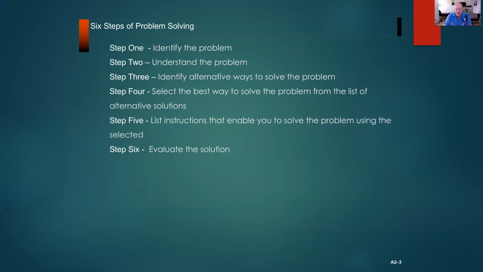Step 4, select the best way to solve the problem from the list of alternative solutions. Step 5, list instructions that enable you to solve the problem using the selected solution. Step 6, evaluate the solution. Those are the 6 steps to problem solving, and that's what stood out most to me throughout this course.